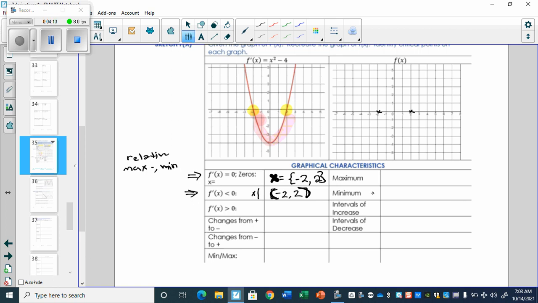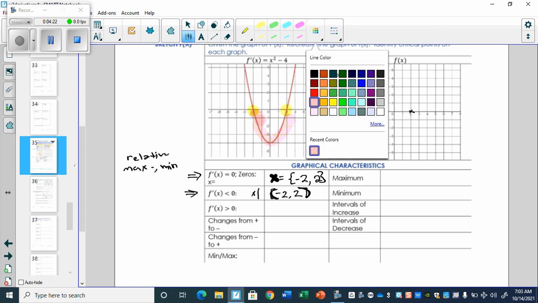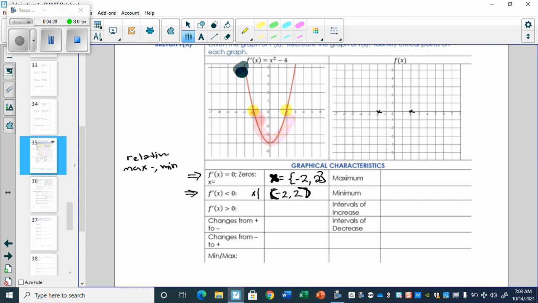All right. So next I'm going to highlight where the y values are above the x-axis. So here and here. So if I were going to collect those intervals, I would have from -infinity over to -2, union, from 2 to +infinity.